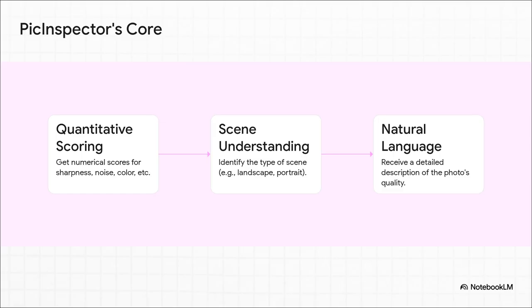Well, it works in three key ways. First, it gives you quantitative scoring, the hard numbers on things like sharpness and color. Second, it has scene understanding, so it knows if it's looking at a landscape or a portrait. And third, and this is the cool part, it gives you natural language feedback, a real human-sounding description of your photo's quality.